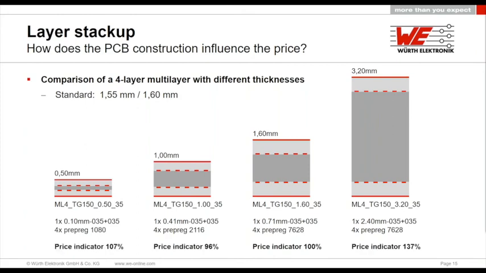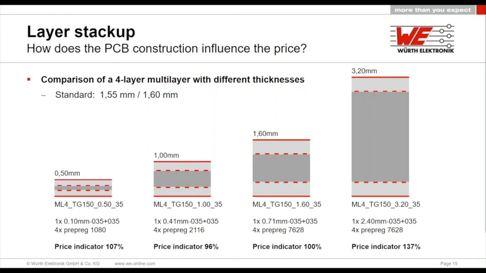And now have a look. And surprise, surprise, you see that the 1.0 millimeter thick build-up costs less than the 1.6 millimeter build-up. For sure, the 3.2 millimeter build-up costs quite a lot more. This is just because of the material, or much more material being used here.